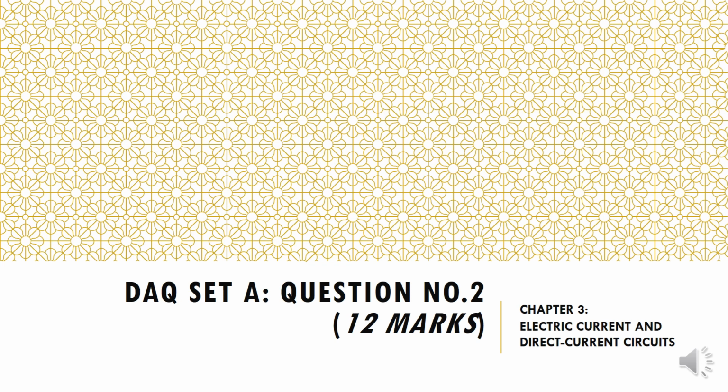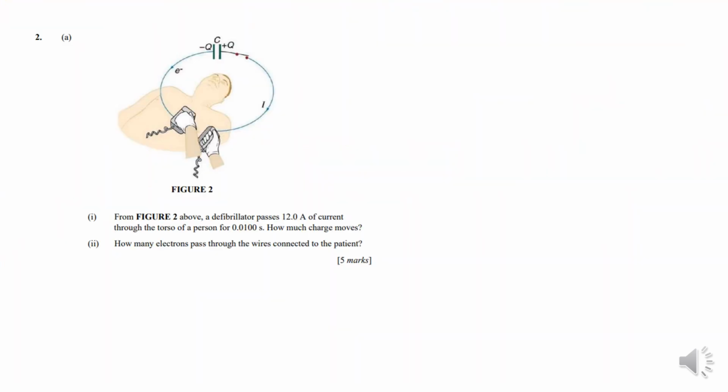Assalamualaikum dan salam sejahtera. Sekarang adalah DAQ set A question number 2. 12 mark. Question number 2 adalah berkenaan dengan chapter 3 electric current and direct current circuit. Question number 2A. From figure to above, a defibrillator passes 12 ampere of current through the torso of a person for 0.01 second. How much charge move?